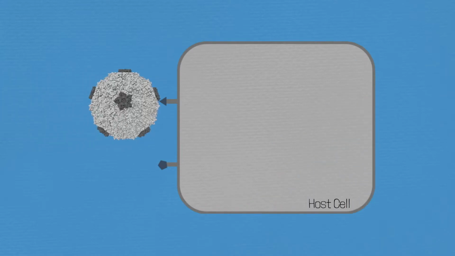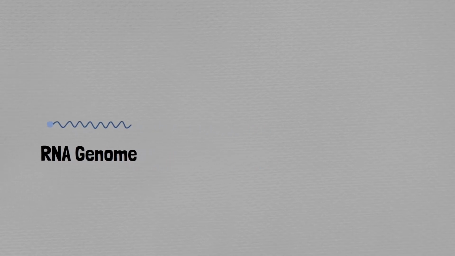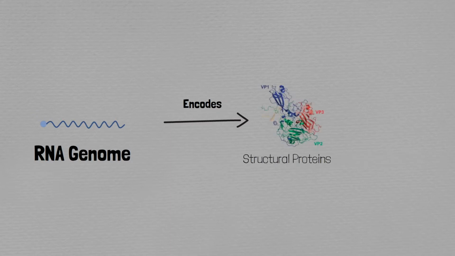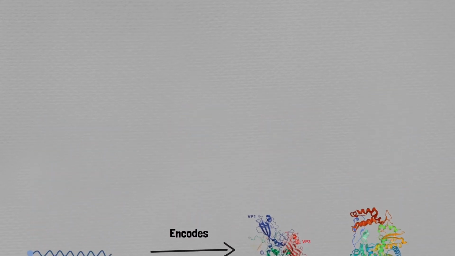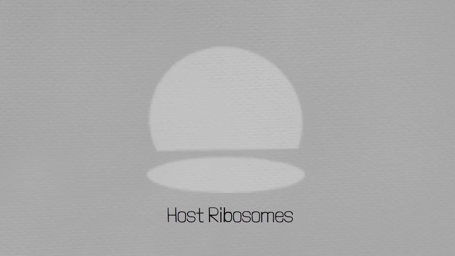The virion attaches to a receptor on the cell surface. This can trigger an uptake of the virus. Binding to the receptor also triggers a shift in the viral structural proteins, forming a pore, allowing the RNA genome to be released into the cell. This RNA encodes for multiple proteins, including structural proteins that form the capsid, as well as non-structural proteins. The RNA is translated by the ribosomes in the host cell, producing both structural and non-structural proteins.